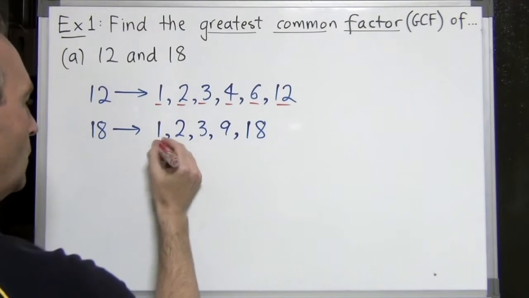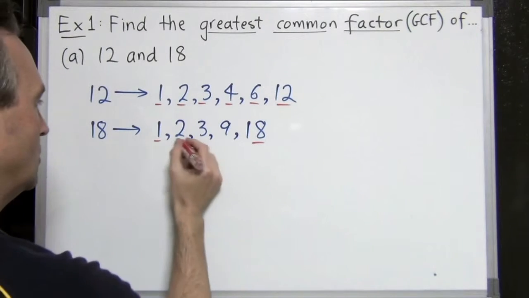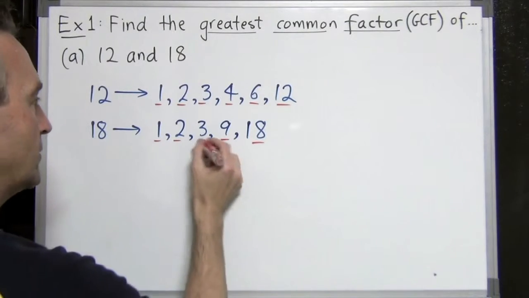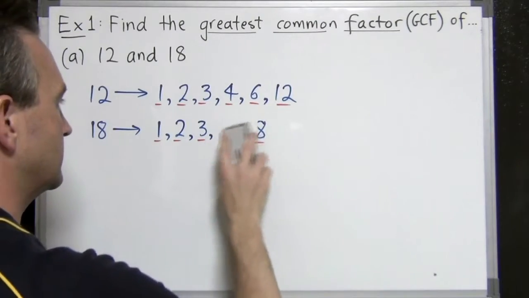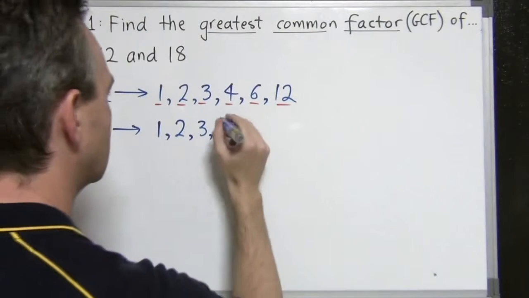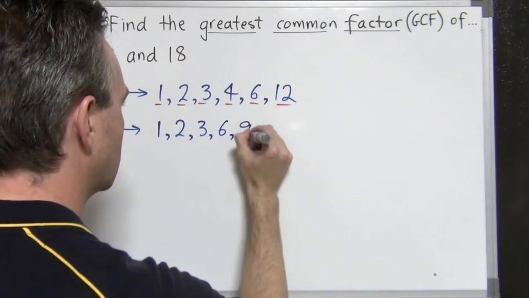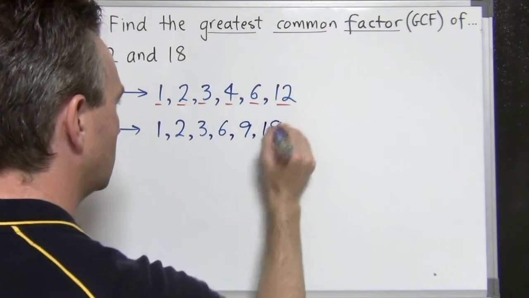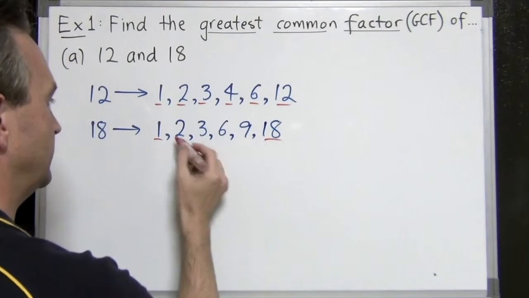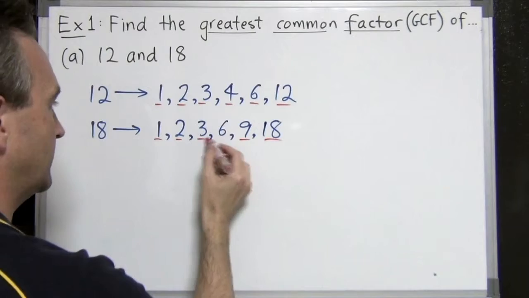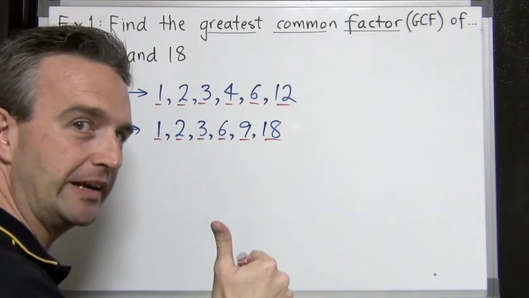Same with this one. 1 times 18 is 18. 2 times 9 is 18. 3 times, I forgot 6. Now give it another try and get it right this time. Okay, I'll try again now. 1 times 18 is 18. 2 times 9 is 18. 3 times 6 is 18. Okay, now I've got them.